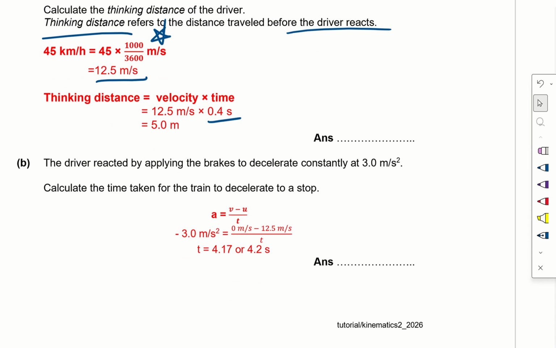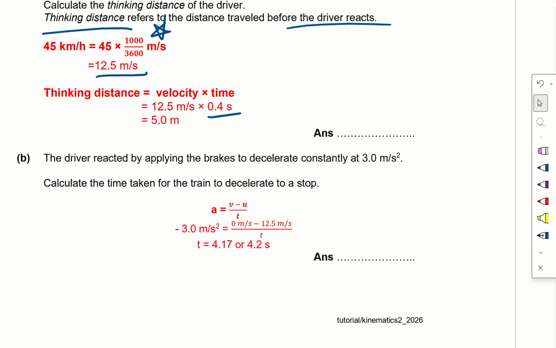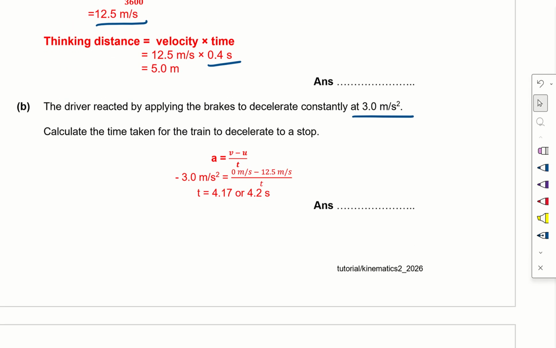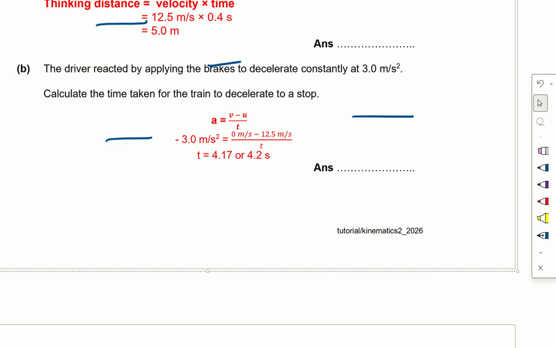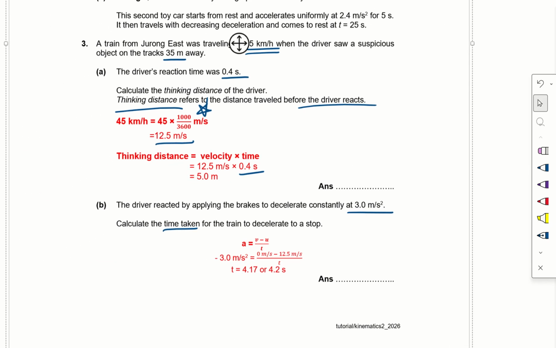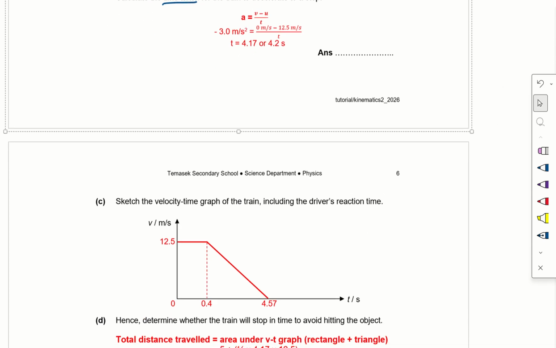Now the driver reacted by applying the brakes to decelerate constantly at 3 meters per second squared. So again, make sure that your units tally. So it has to be in meters and seconds. Calculate the time taken. So you can use a = (v - u)/t, and you get the value of 4.17 or 4.2 seconds. Leave your answer in 2 or 3 SF.